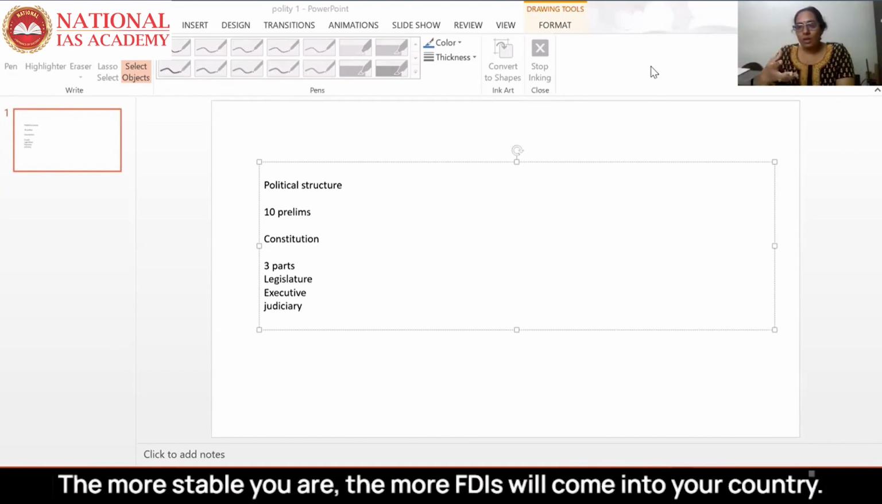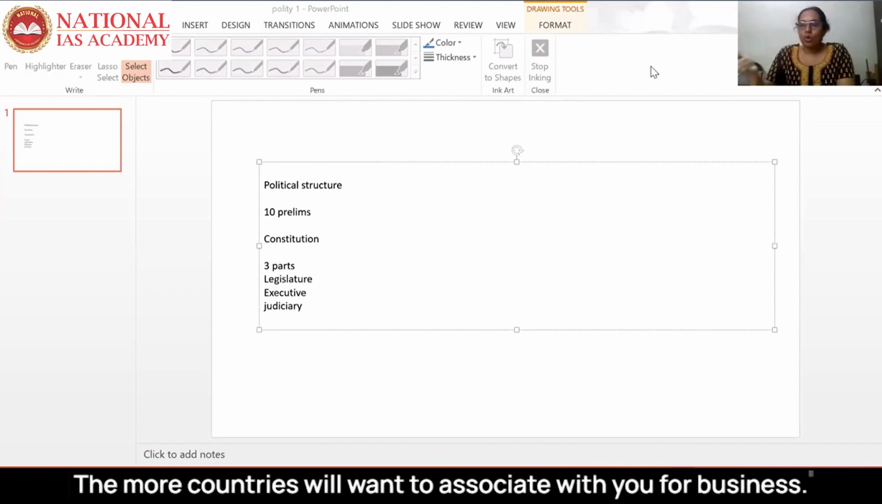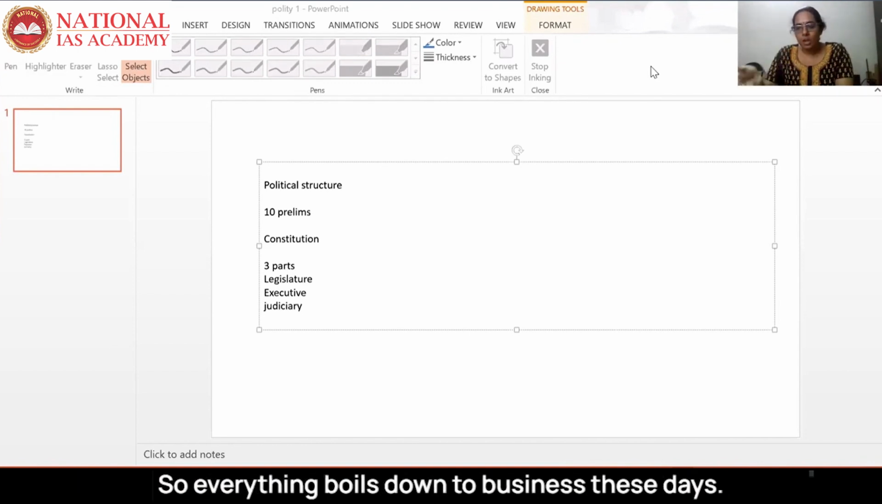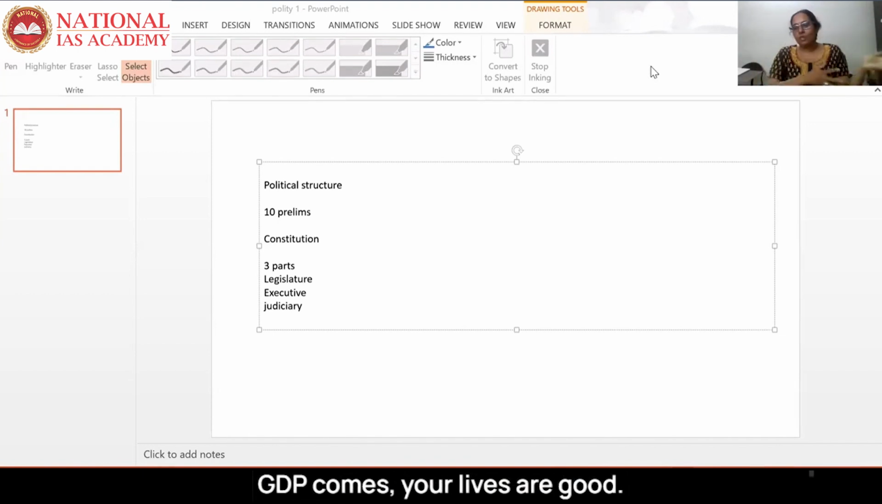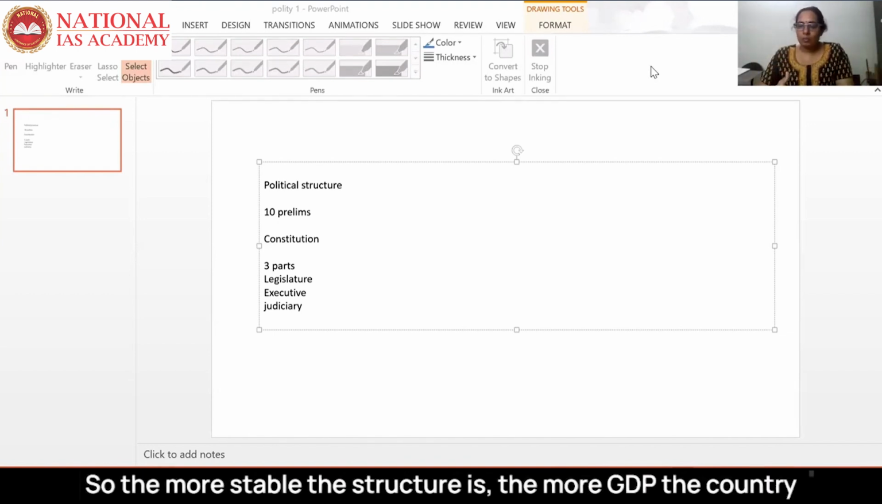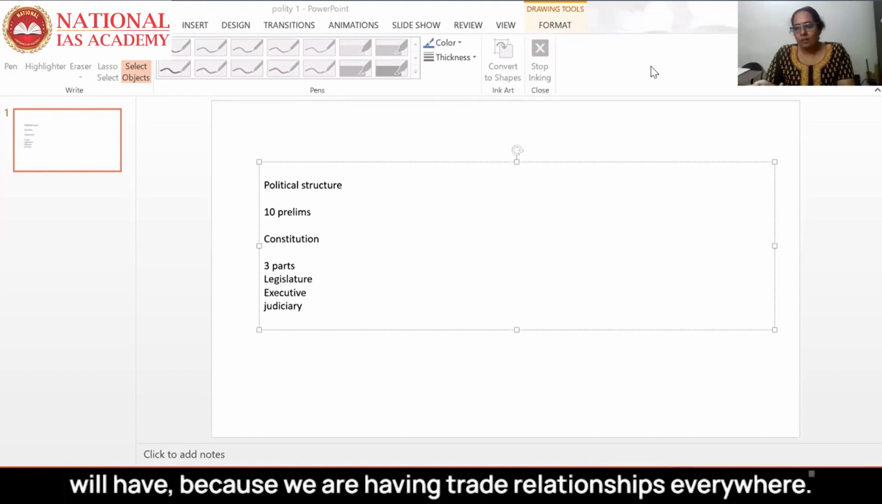The more stable you are, the more FDIs will come into your country. The more countries will want to associate with you for business. So everything boils down to business these days. So you have to increase your GDP. So the idea of the government is to increase GDP. GDP comes, your lives are good. So you have to increase GDP. So the more stable the structure is, the more GDP the country will have, because we are having trade relationships everywhere.